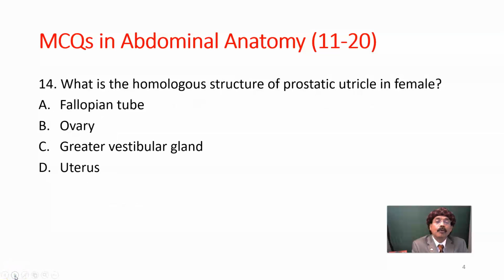What is the homologous structure of prostatic utricle in female? Fallopian tube, ovary, greater vestibular gland, uterus. What is the correct answer? Homologous structure of prostatic utricle in female. Answer should be uterus.